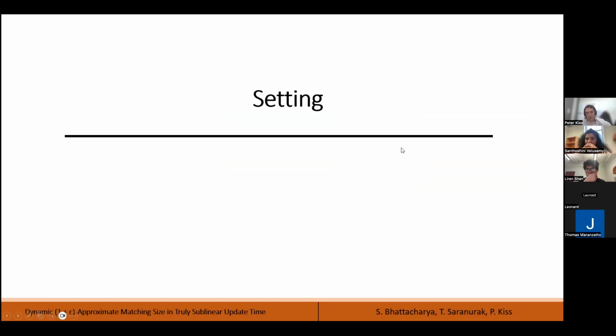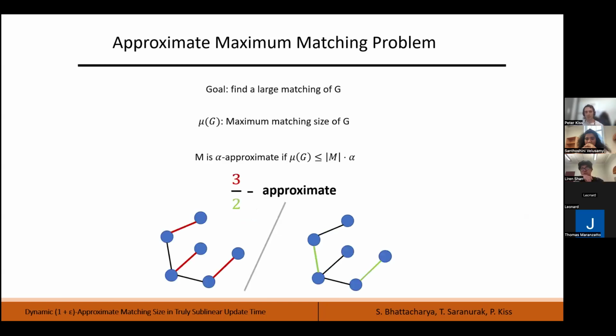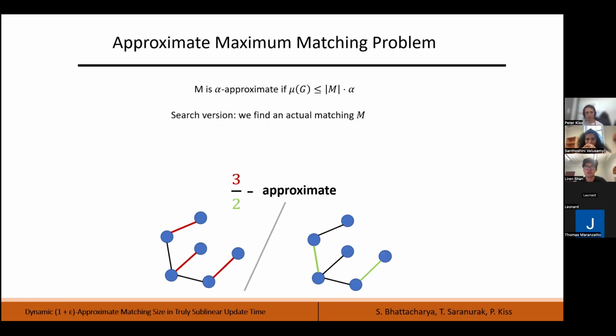So what is the setting we are considering? It is the approximate maximum matching problem, where our goal is to find a large matching of G. Mu of G will always stand for the maximum matching size. And we will say that a matching M is alpha approximate if mu of G is less or equal than |M| times alpha, so alpha is greater or equal than 1. Just an illustration, this is a 3/2 approximate matching there.